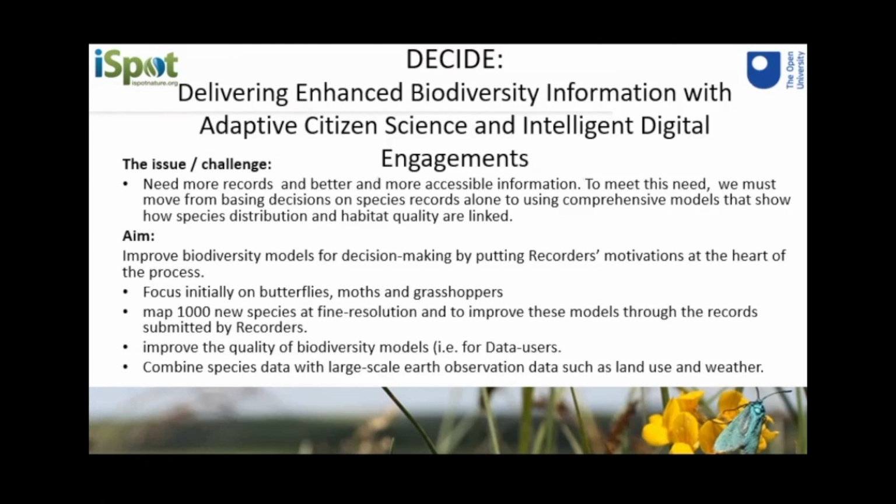So what we're trying to do with this, we're looking at how we can create more comprehensive models that can demonstrate species distribution and habitat quality and show the links between this. The overall aim is to improve the types of models that we can use for decision makers. That is actually putting recorders' motivations at the heart of the process. So what we're trying to do with this initially is focus on butterflies, moths, and grasshoppers. We're going to map specific areas and use specific models to get people involved.